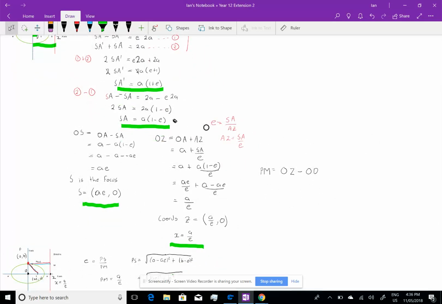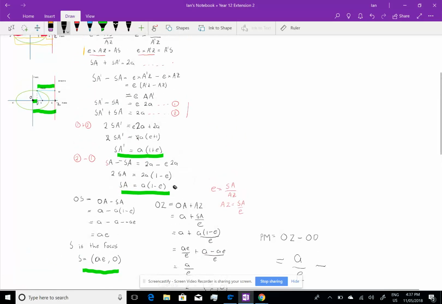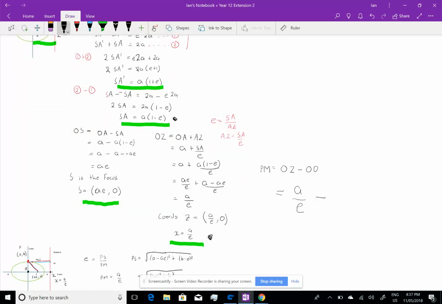All right, now OZ, well, that's easy. That's A on E. We established that here. And OD, well, D has the same X value as P. So it's just X. Now we're getting some Cartesian coordinates in here.